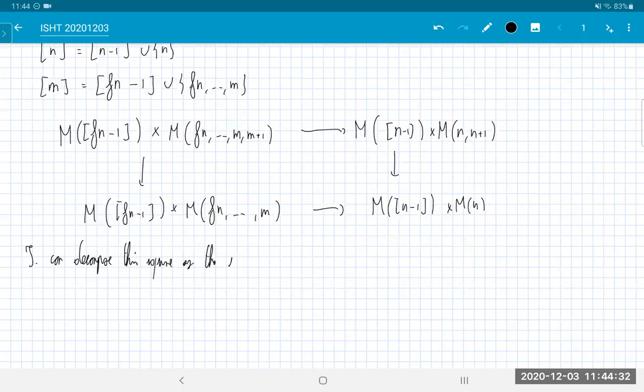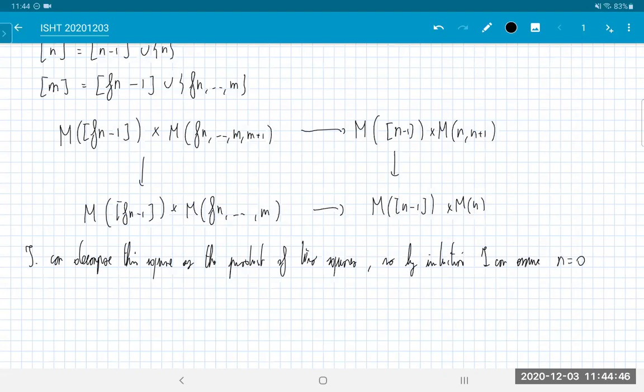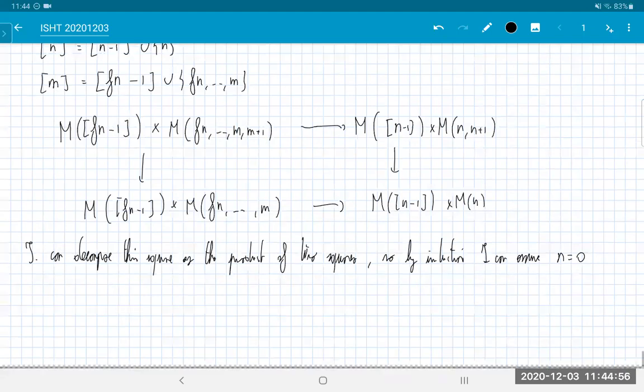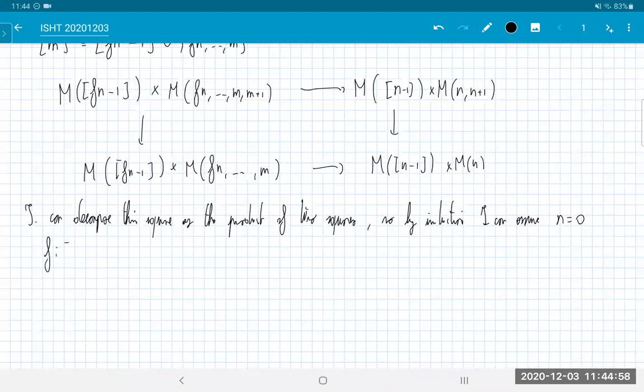as the product of two squares. So by induction, I can assume n is 0, because then I do the decomposition for n minus 1, etc., etc. So I have essentially a map f from 0 to m, which corresponds to some I in 0m.